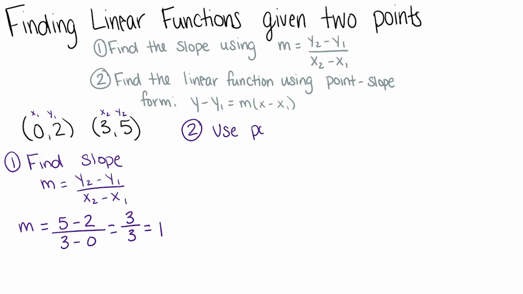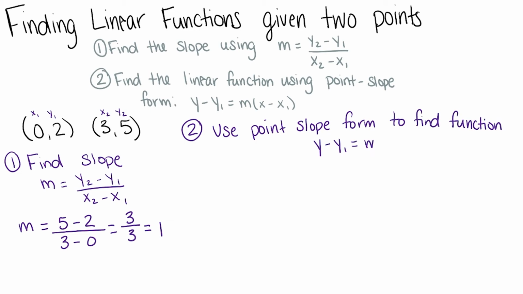Now we can use the slope to find our equation for our line. We want to pick one of our points, but regardless of whichever point we pick, we'll get the same value. So I'll show you how this works with both points. Using our point slope form, which is y minus y1 equals m times x minus x1, we will have either y minus 2 equals 1 times x minus 0, which means we plugged in our first point, or we may have y minus 5 equals 1 times x minus 3.